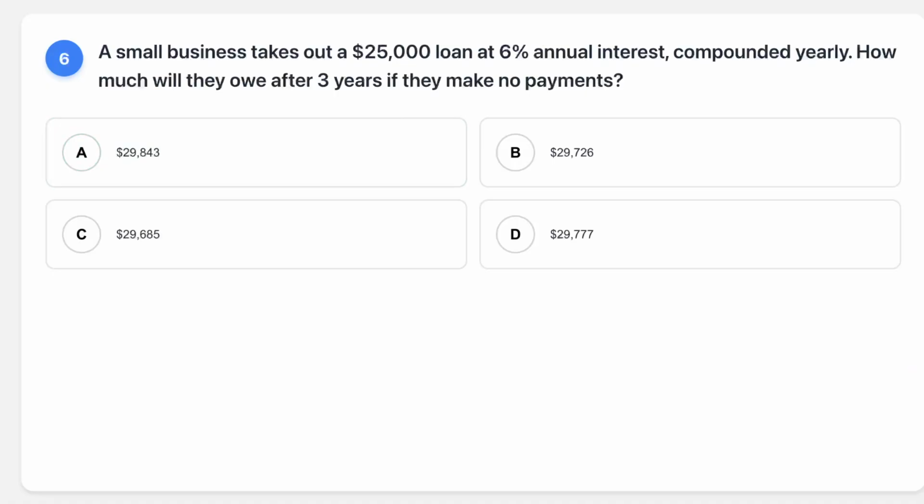Question. A small business takes out a $25,000 loan at 6% annual interest, compounded yearly. How much will they owe after 3 years if they make no payments? Option A. $29,843. Option B. $29,726. Option C. $29,685. Option D. $29,777.